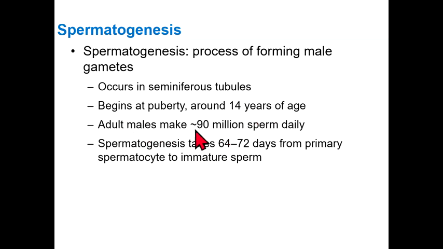The adult male makes 90 million sperm cells daily, and spermatogenesis takes 64 to 72 days from the primary spermatocyte to an immature sperm. So we need to go through this process. And of course, from an immature sperm, it takes about 20 to 24 days to become mature. So let's look at this process in a little more detail.